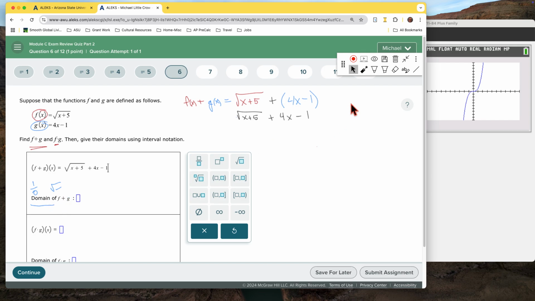How about the domain? The only thing we have to worry about here is that there is no rational, no division by 0 possible. We just need to look inside the square root. x plus 5 has to be non-negative. x plus 5 has to be greater than or equal to 0. You could do it either way, but this is what it needs to be. It needs to be positive. So we can subtract 5 from both sides and solve for x. This gives us x greater than or equal to negative 5. So x itself can be negative, but the result of this cannot be a negative number.